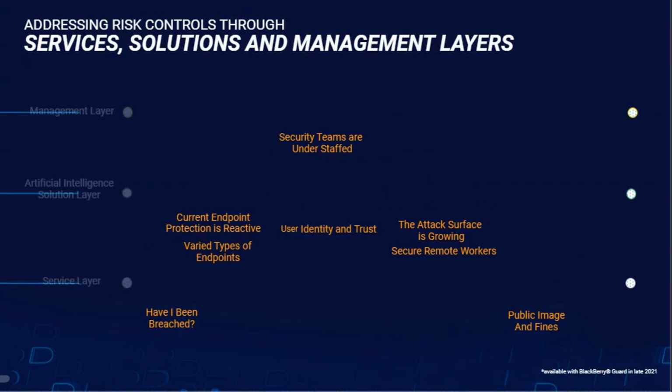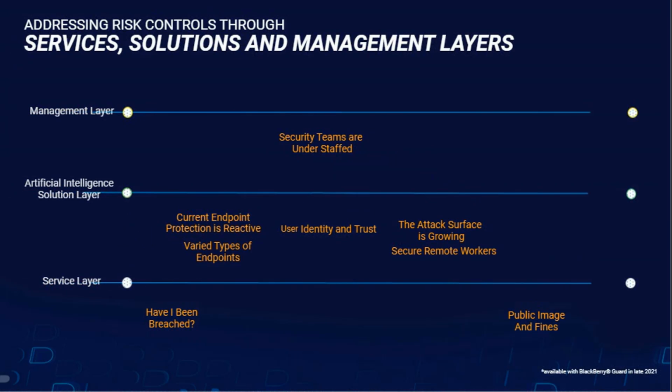So let's take a look at a three-layered approach that we have. In the middle right here is our Cylance AI-driven solution layer. These are all our products. In the bottom, the service layer is the strategic services that we provide. And at the top is the managed service options that we have for you.